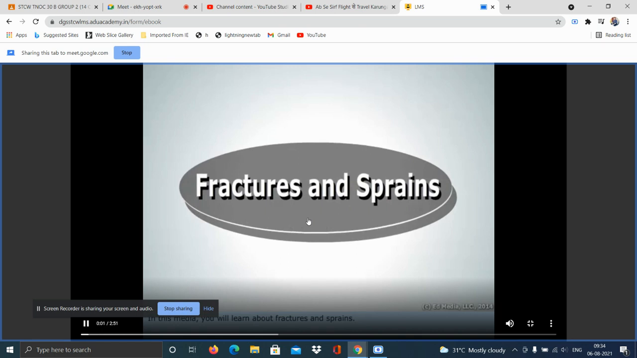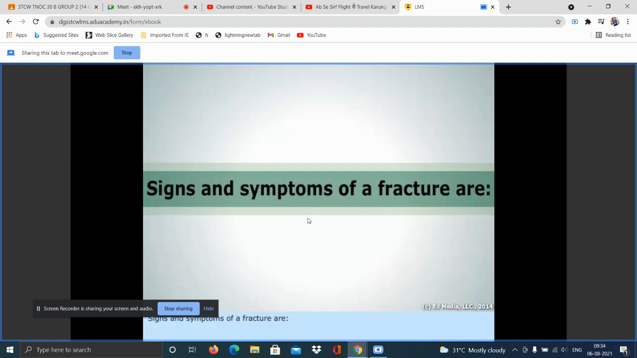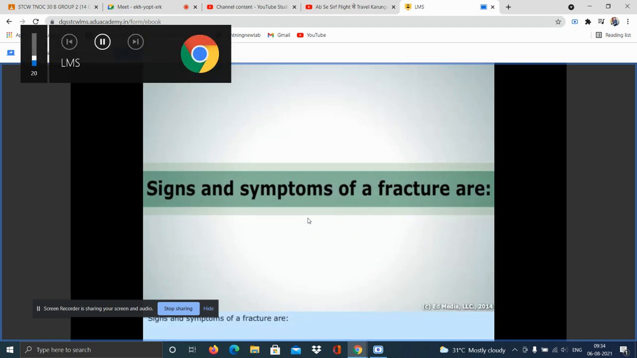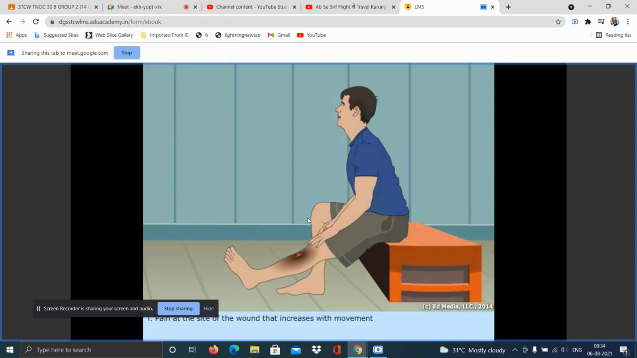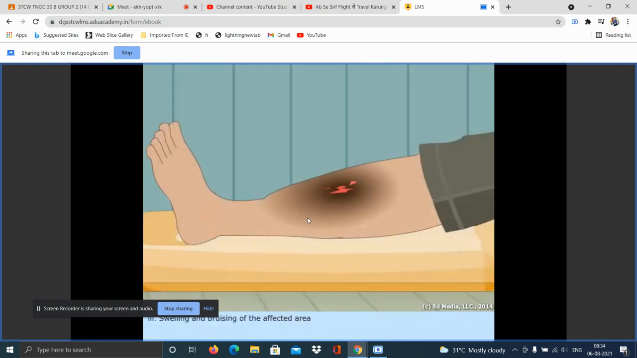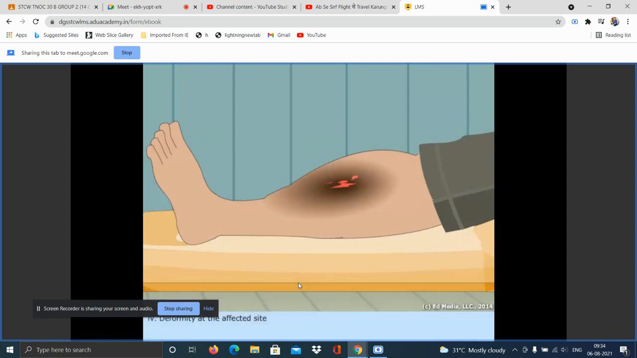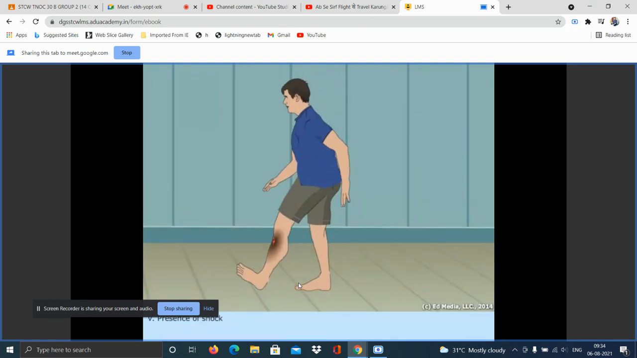In this media, you will learn about fractures and sprains. Signs and symptoms of a fracture are: 1. Pain at the site of the wound that increases with movement. 2. Difficult or impossible to move the affected part. 3. Swelling and bruising of the affected area. 4. Deformity at the affected site. 5. Presence of shock.